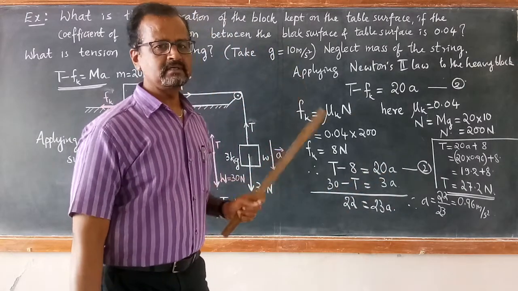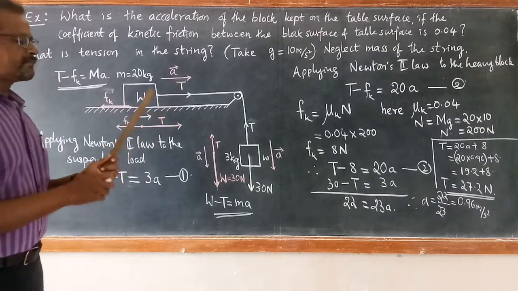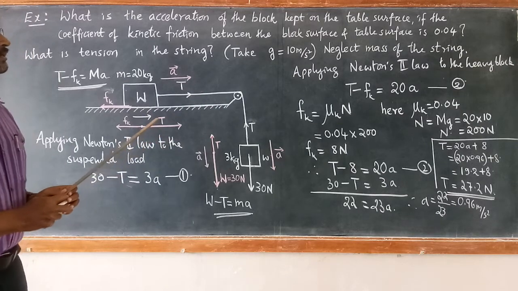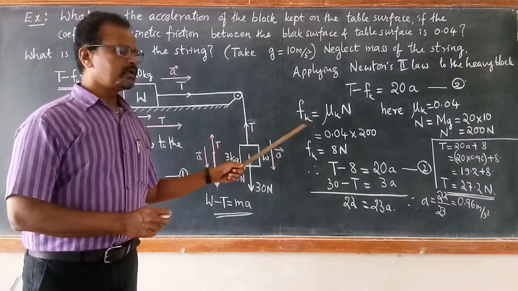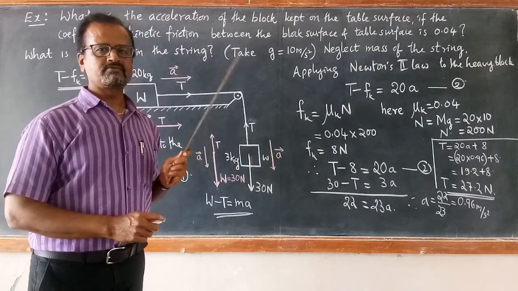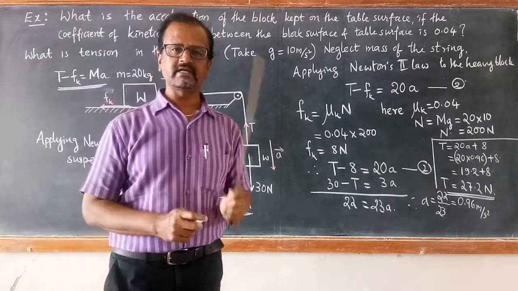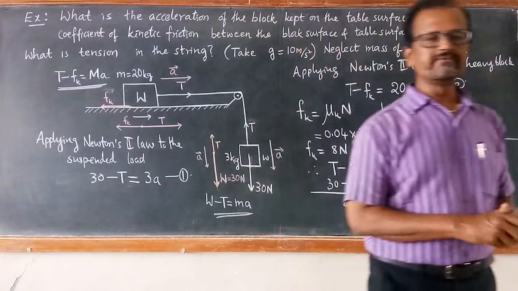Either you can substitute in equation number 2 or in equation number 1, you will get the same result. This is how we need to calculate whenever there is a connected mass problem. This is called a connected mass problem, and we are using Newton's second law as well as the law of kinetic friction to solve the equations for calculation of acceleration as well as calculation of tension. Next, we will discuss rolling friction.